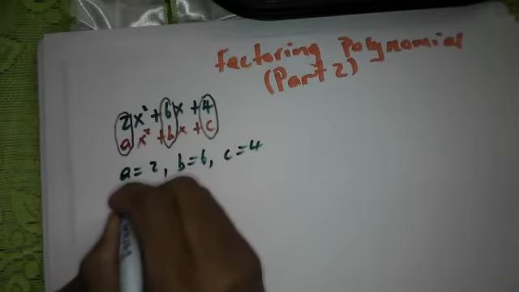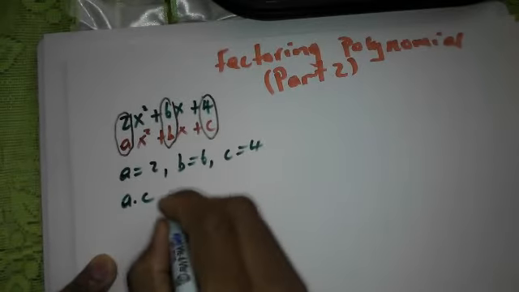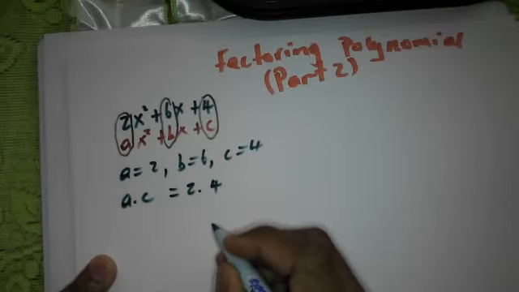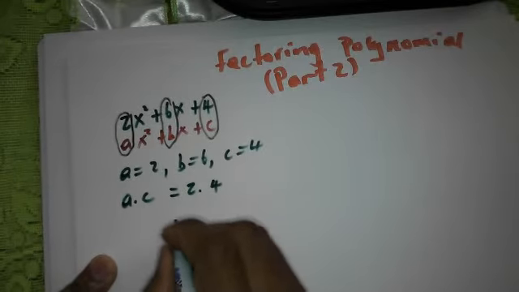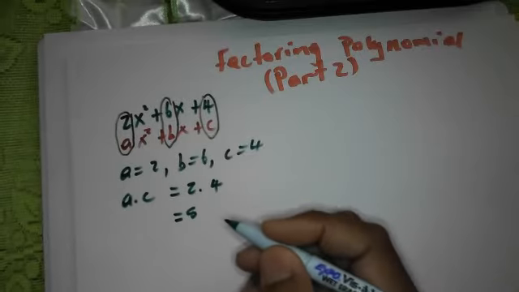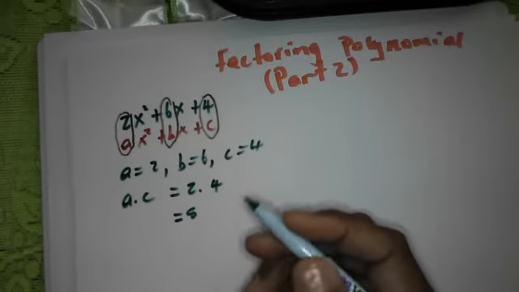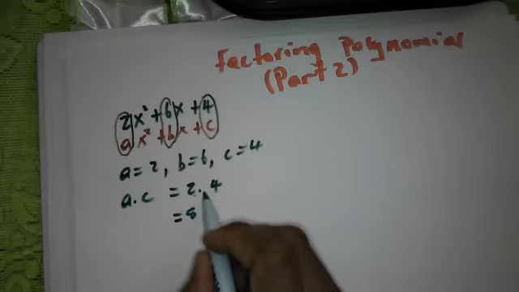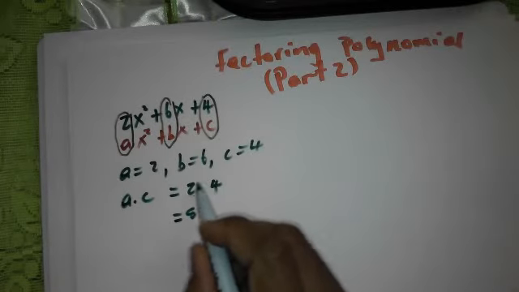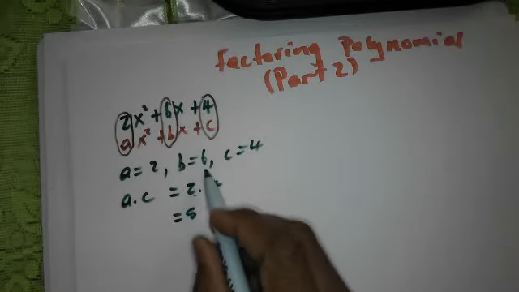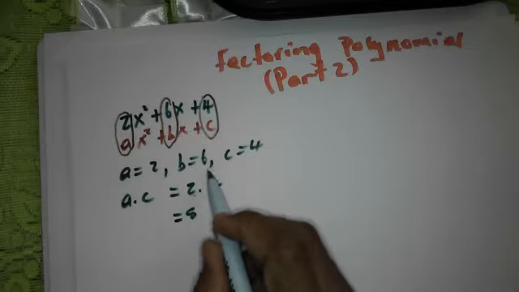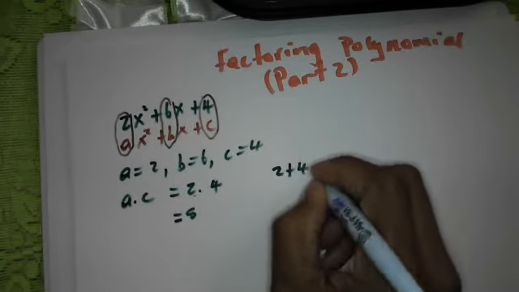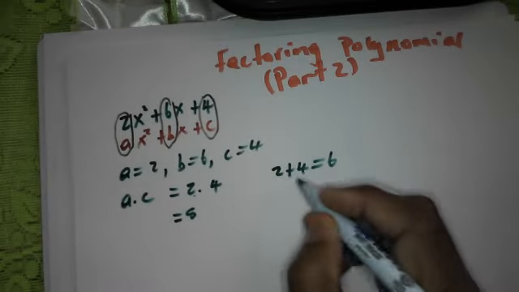Okay, so our ac value, which is a times c, equals our a value, which is 2, times our c value, which is 4. So 2 times 4, that is 8. But as we discussed in a previous video, always look at your literal ac value. Check to see if you add these numbers, if you will get your b value. 2 plus 4, indeed, that is 6. So we know that 2 plus 4 equals 6, which is our b value.